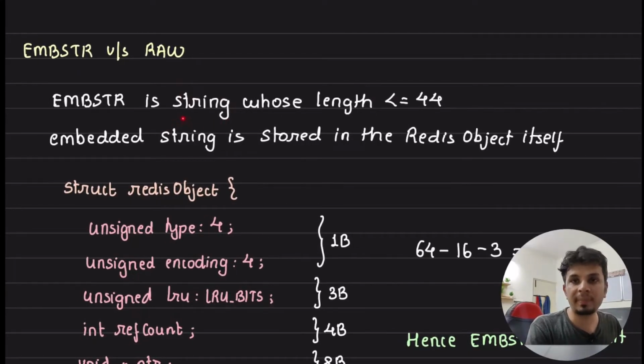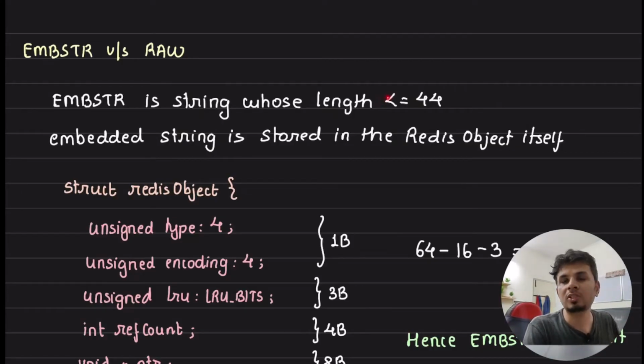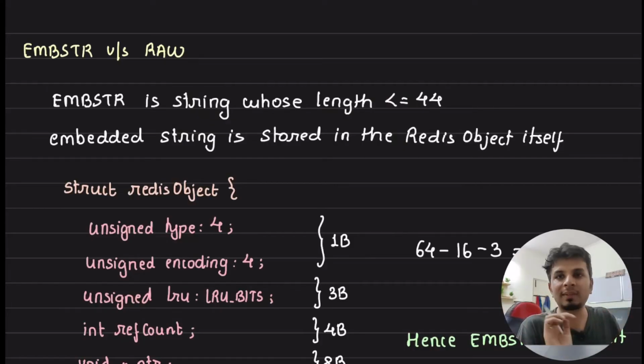So EMBSTR is embedded string, a string whose length is less than or equal to 44 bytes. When we did set KA, at that point of time it used the encoding EMBSTR, and with that encoding it did a different kind of optimization. And then when we added a prolonged string, a large number of A's, it used raw. So the golden rule over here is if the length of the string is less than or equal to 44 characters, it uses EMBSTR. Now you would have guessed by the name embedded, it has to do with embedding it into some place. Otherwise it would be malloc. That's exactly what it is about.